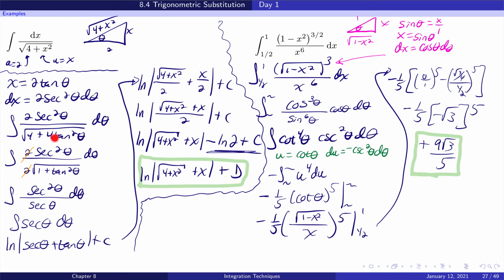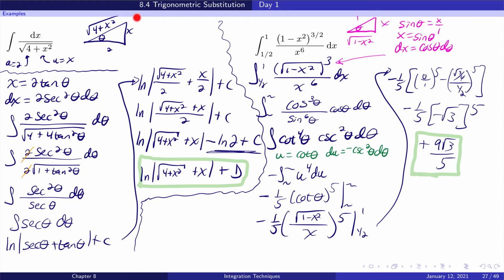Factor out a 4 from both of these terms, and then take the square root of that factored out 4, and you get 2 on the outside. 1 plus tangent squared is secant squared. The square root of secant squared is secant. And now on the top, secant squared divided by secant in the bottom produces the antiderivative of secant, which we know is the natural log of secant theta plus tangent theta.